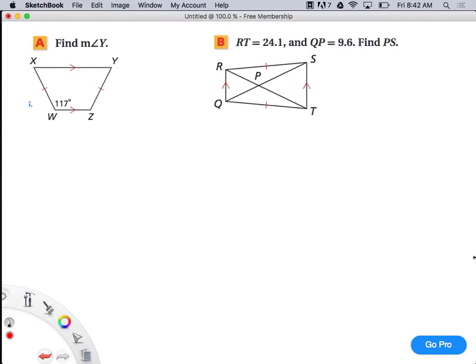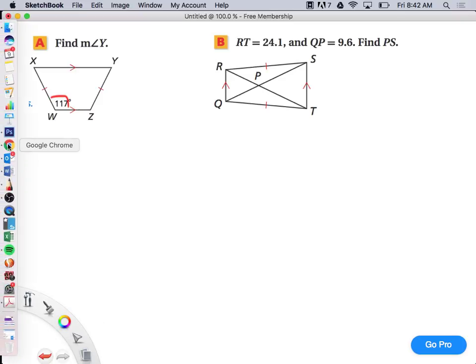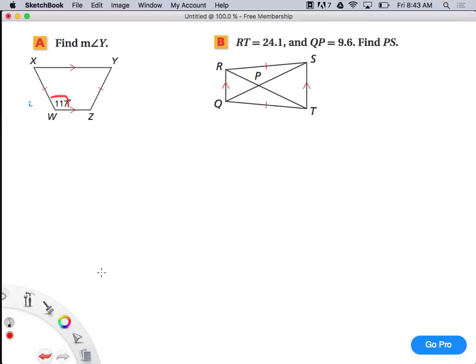Okay, let's take a look at this. Find the measure of angle Y. This is 117, so the opposite angles have to add up to 180. If this is 117, then this one has to be 180 minus 117, which is 63 degrees. Does that make sense?